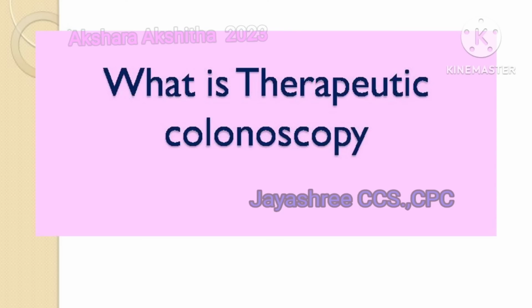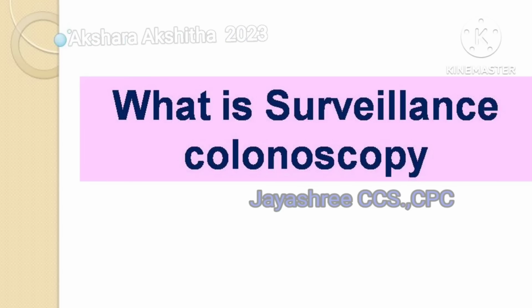Next, therapeutic colonoscopy means the patient already knows what the condition is, so now the patient came to treat that condition. That is a therapeutic colonoscopy. Next, surveillance colonoscopy is when the patient is asymptomatic but has a personal history of gastrointestinal disease, colon polyp, or any cancer, any rectal cancer. This patient we have to consider as surveillance colonoscopy.